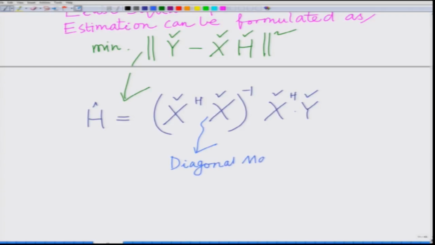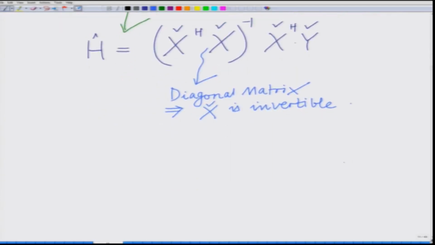X check is a diagonal matrix, which implies x check is invertible. Therefore, specifically for this scenario, although it is not generally valid, I can write this as, since x check is an invertible matrix, x check Hermitian, so this becomes x check Hermitian inverse.